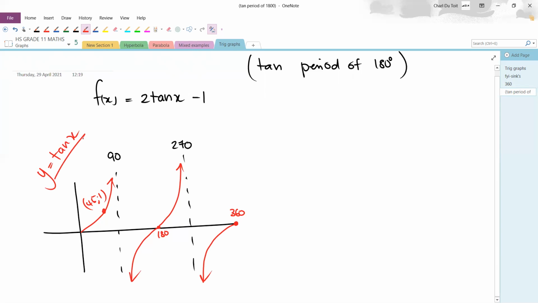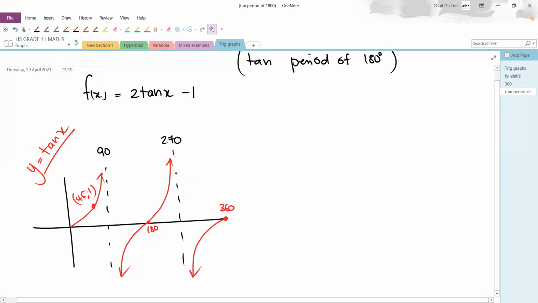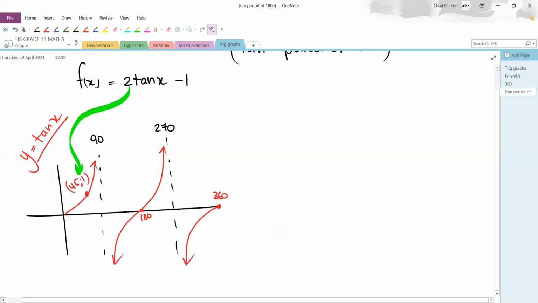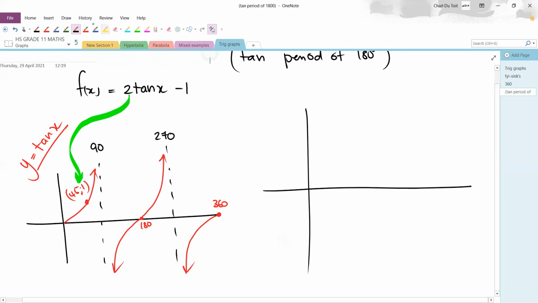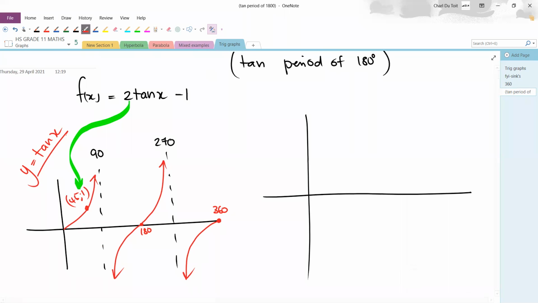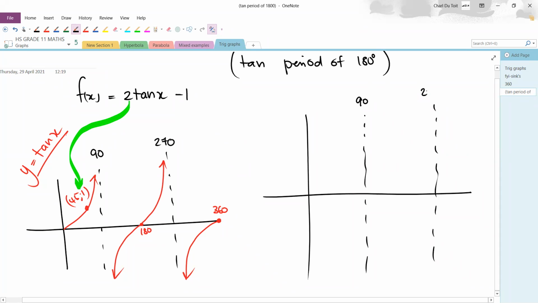But now I have 2 tan x minus 1. So it's basically the exact graph. That value there is just going to be a 2. And we're going to move the graph 1 down. Right, so I'm going to start here. Let's put in those asymptotes at 90 and 270. And then my graph starts at -1 because it started at 0.